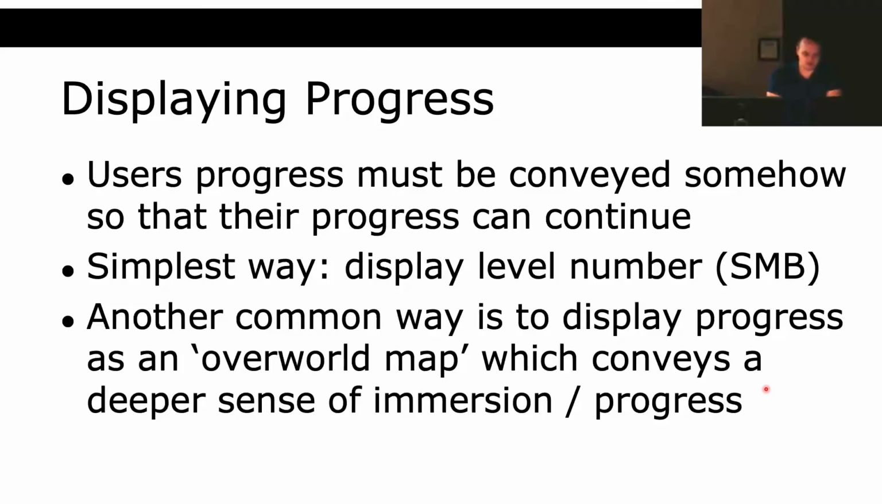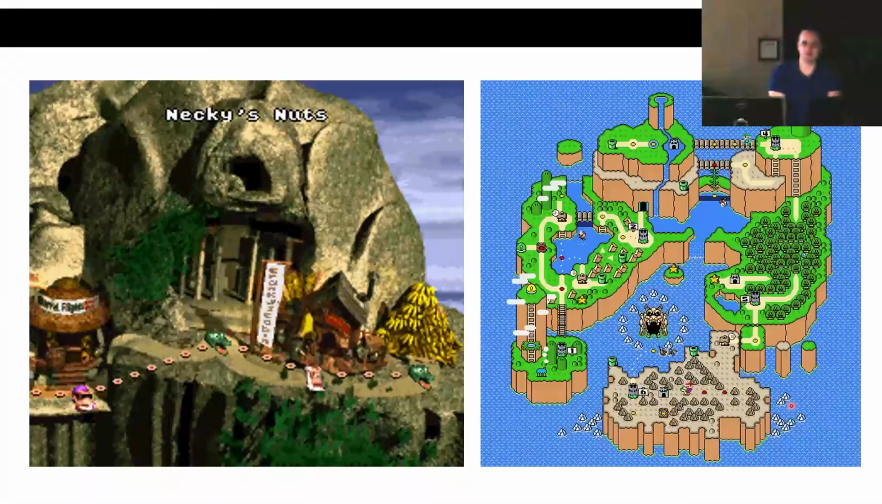Another common way is to display progress as a sort of overworld map. And that conveys a deeper sense of immersion, progress, etc. So I'm going to go back to, you can tell how old I am because these are all from my childhood. I think that's when all these memories get formed. And so I'm going to show these examples. These are from the Super Nintendo. And this is Donkey Kong Country, probably one of my favorite games of all time. And this is Super Mario World. This is a view of the world of Super Mario.